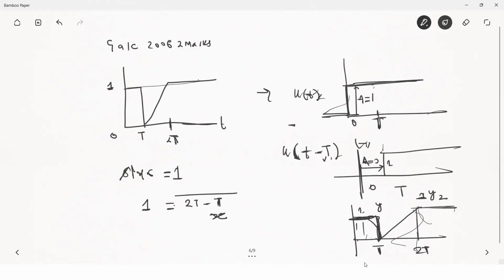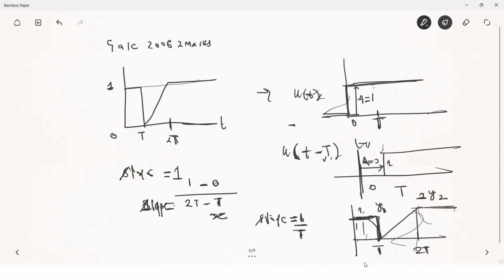At y1 the magnitude is 0, right? Here. So you have y2 minus y1. So this is 1 minus 0, right? 1 minus 0. So the slope here is now equal to 1 by t. You can see clearly the slope is equal to 1 by t.